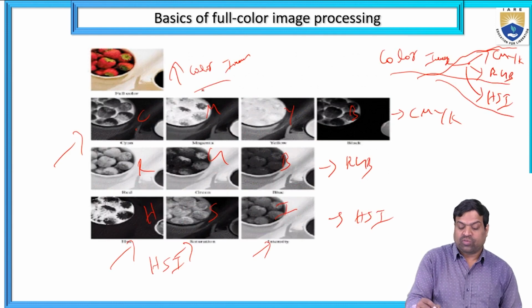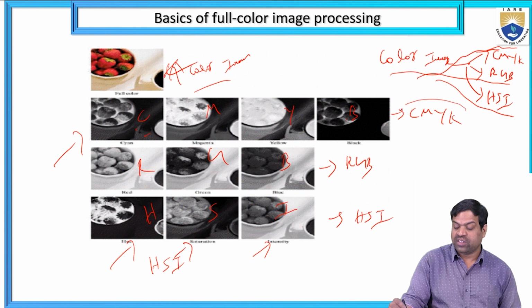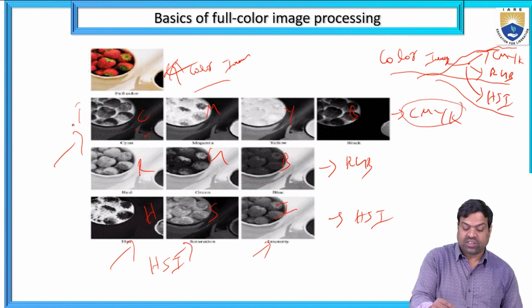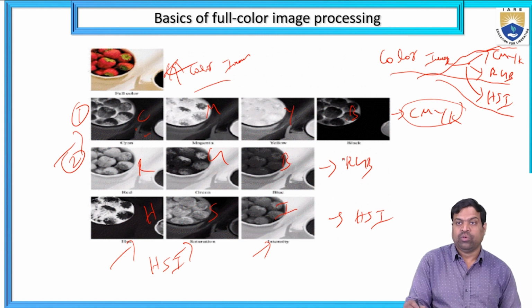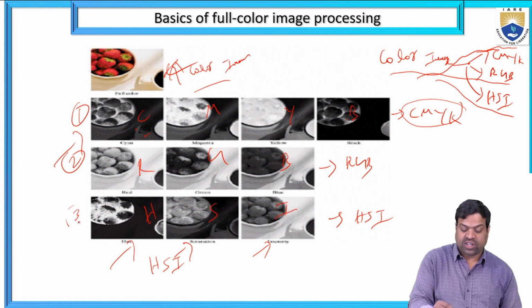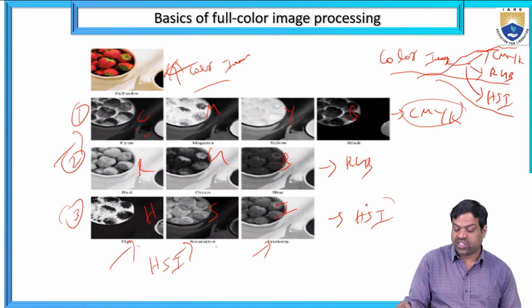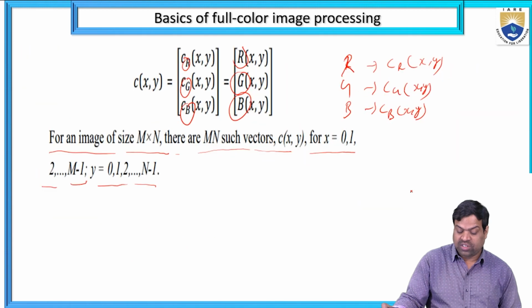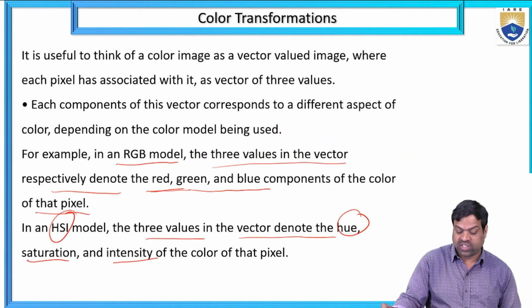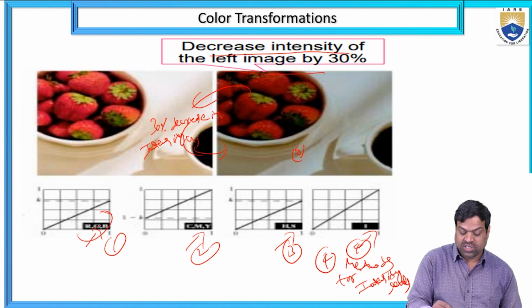So the full color image is converted to cyan, magenta, yellow and black. That is CMYK, and it is the first technique. The second technique is red, green, blue, RGB. The third one is hue, saturation and intensity, HSI. So already you can see there are different processes: RGB, CMY, HSI. Those are the different techniques.